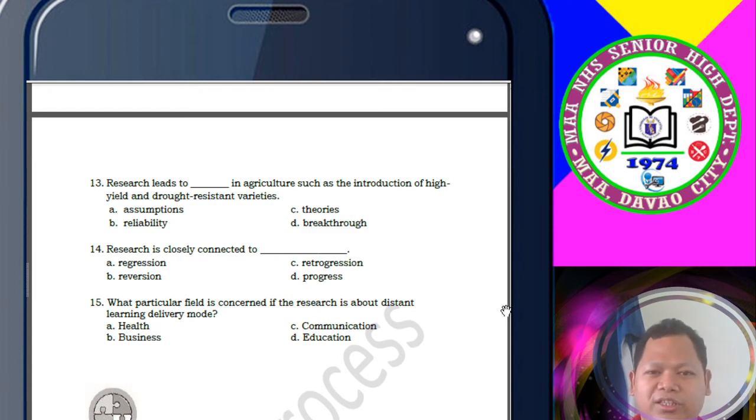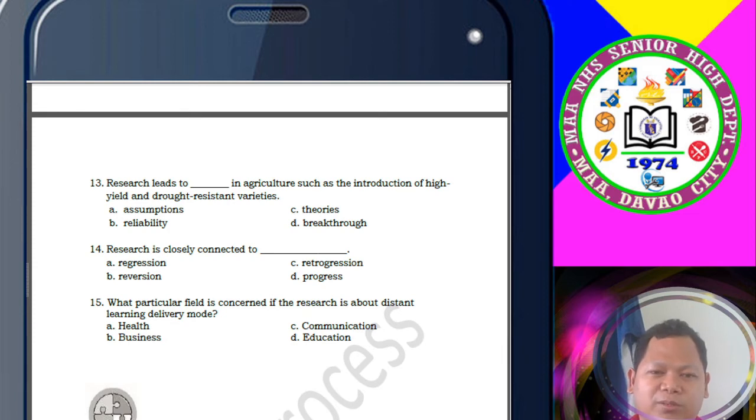Okay, correct. It's letter D, breakthrough. Okay, number 14. Research is closely connected to blank. A, regression. B, reversion. C, retrogression. D, progress. Okay, correct. Letter D, progress.